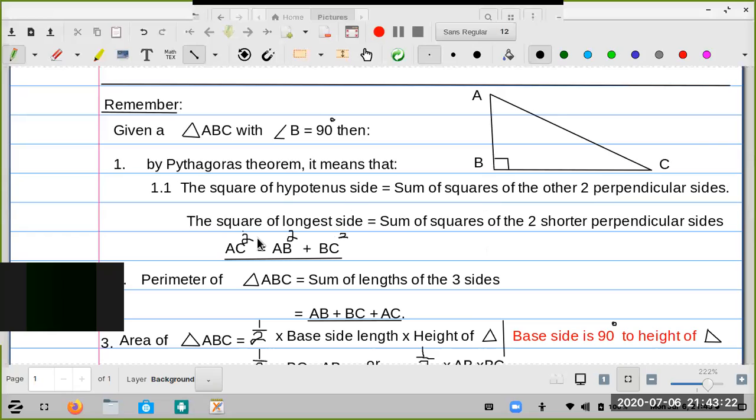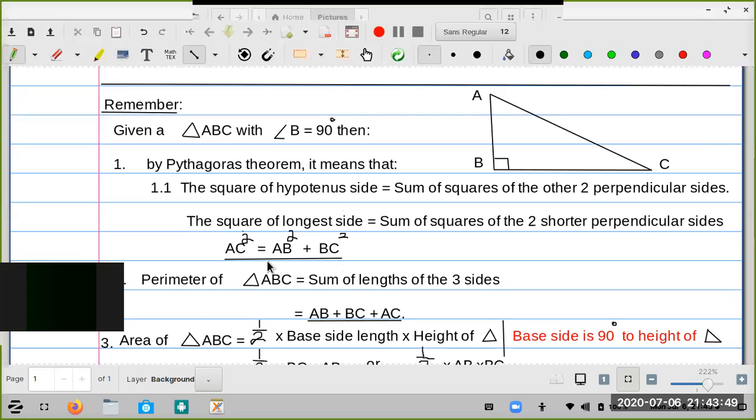Or we can say the square of the longest side is equal to the sum of squares of the two shorter perpendicular sides. These statements are just one and the same thing. It's just that we've used different words here. Fine. Then these two statements can be represented by the equation that I have written here in terms of what?